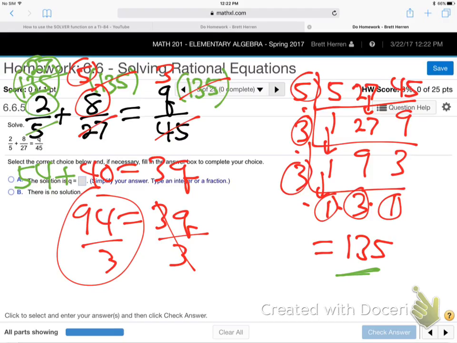Good? This will be easier than the last two sections once you get the hang of it. It'll be a lot quicker. You'll have no more fractions after one step. Questions on that one?